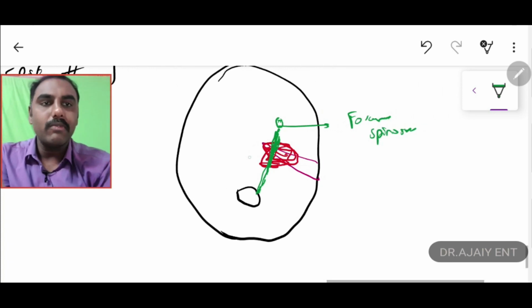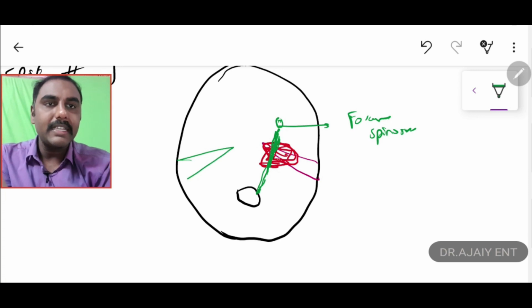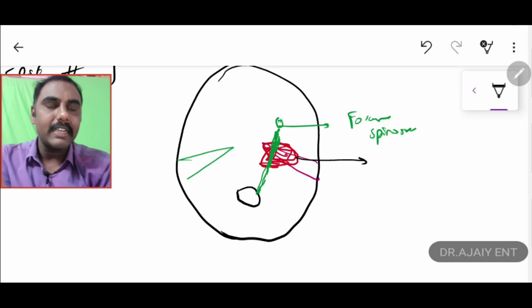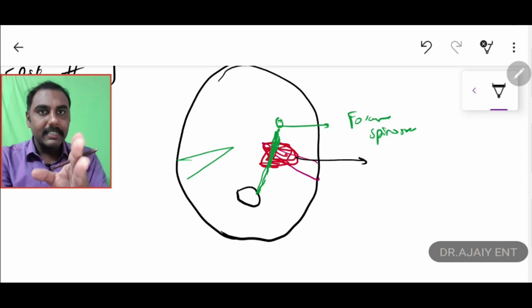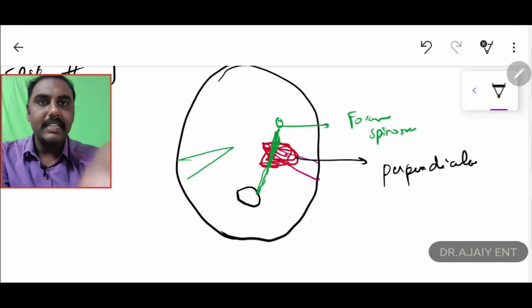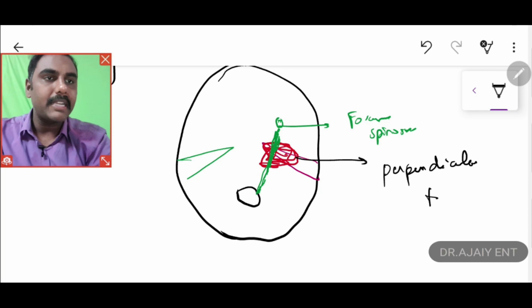So, what is happening here? The inner ear is damaged, there is damage to the inner ear, right. So, the fracture line runs perpendicular to the inner ear. Note the difference, there it runs parallel to the inner ear, here it runs perpendicular to the inner ear.